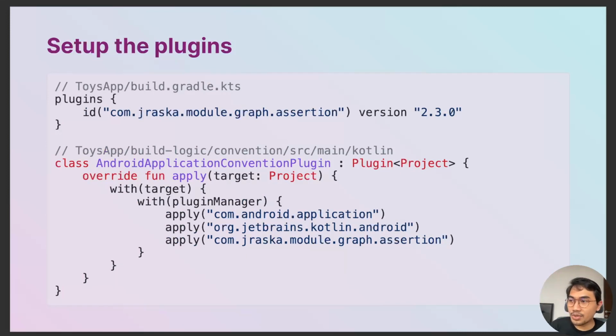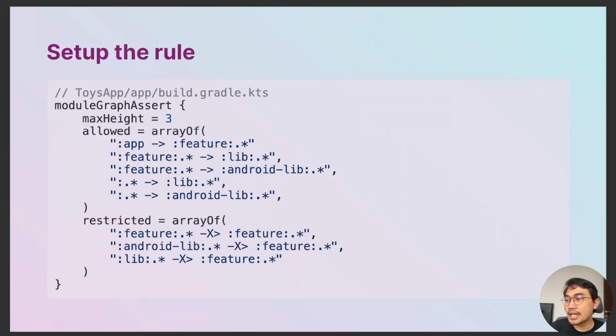To enforce these rules, first, we need to set up the plugin. As you can see, we are using convention plugin for our app module to add the module graph assertion plugin. We then formalize the rule that we have decided in the previous slides. We allow the app module to depend on other feature module. Feature module can depend on library module. After that, we restrict the feature module to depend on another feature module. And also, library module cannot depend on the feature module.